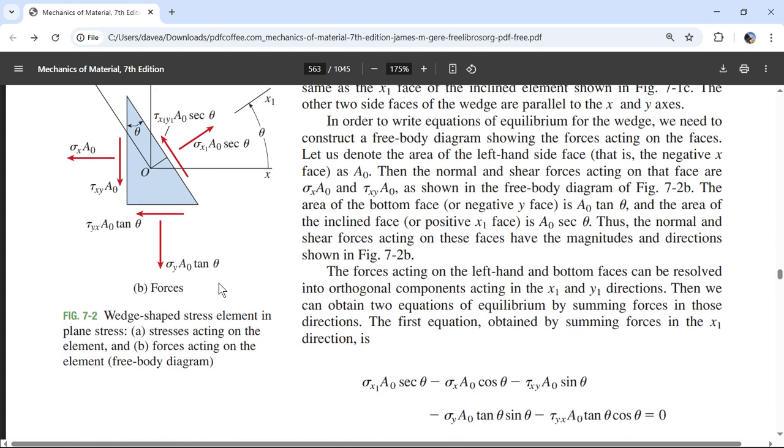So let's pick apart that one, and let's see where we find it. So we have tau xy sine theta. Oh, we got to multiply it by the area. Yeah, we had it. Tau xy a naught, theta, and we want this component. And that's going to be negative. It's the sine component in the negative x1 direction. So that's that value.